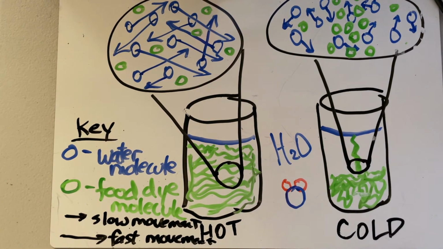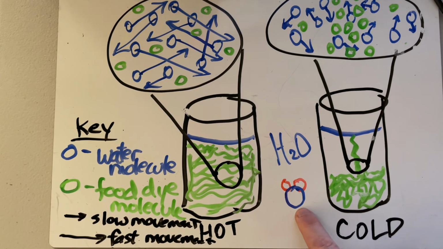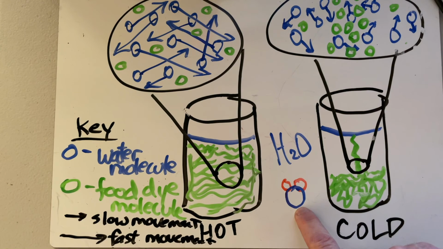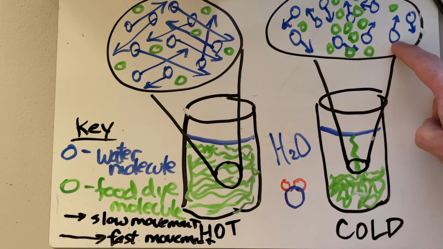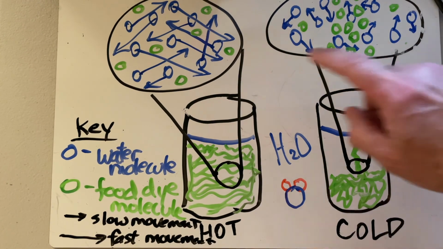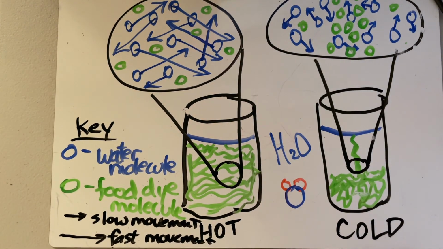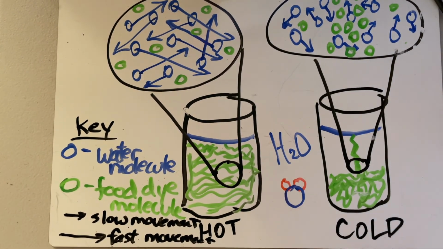But that doesn't really help us to make this model. We don't need to know that that's what a water molecule looks like. We need to know that a water molecule is moving slow if it's cold and fast if it's hot. This doesn't help us. When we're making a model, we're trying to keep it simple to make it easier to understand.